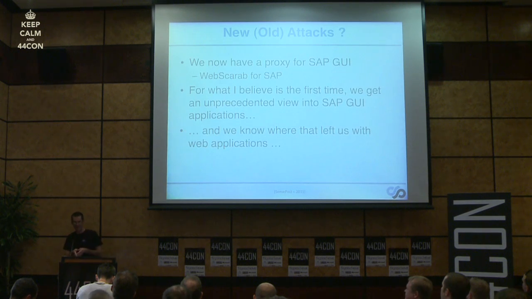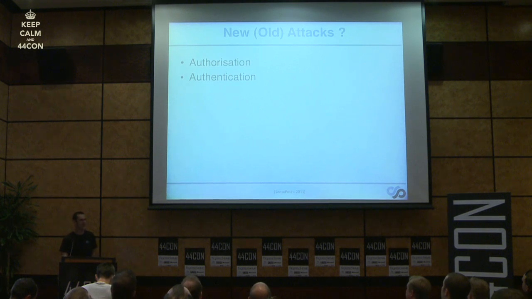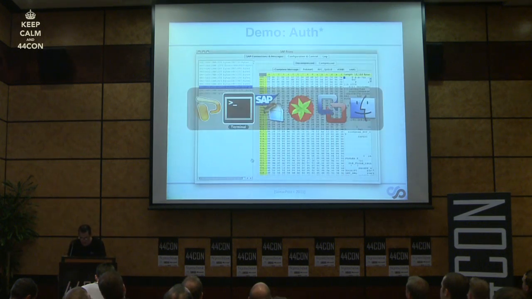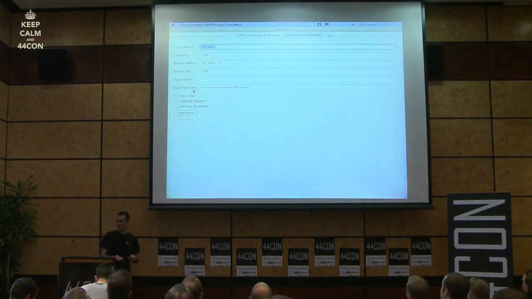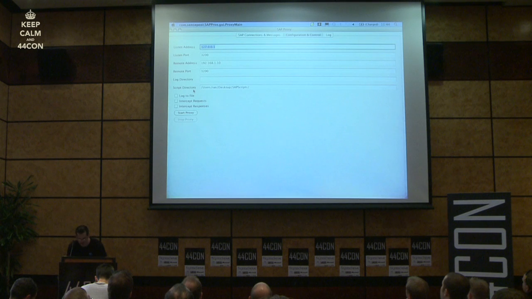So I think it's the first time we actually get such an unprecedented view into SAP GUI applications, and we pretty much know where that left us with all other applications. If you are able to modify stuff which is not being expected, you've got issues. So firstly, let's go along and look at authorization and authentication attacks, and let's do a demo of one. So I'm just firing up sapprox.jar again. And this is all because in many cases SAP is going to end up in a position or in a state that it wasn't expecting at a specific time.